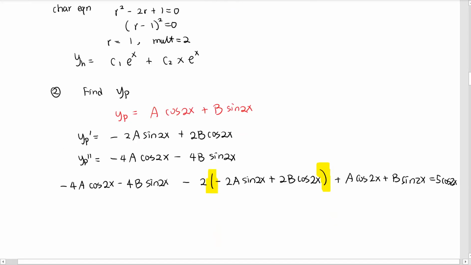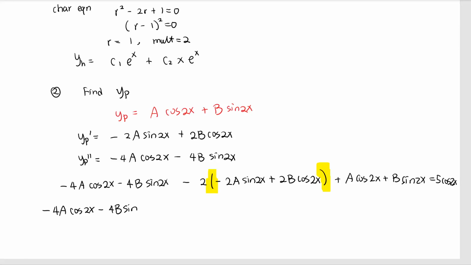Alright, so let's get rid of the parentheses. Let's distribute it. So this is negative 4a cosine 2x minus 4b sine 2x. 2 times 2, 4. Negative, negative, positive, 4a sine 2x. Negative times positive, so negative, 4b cosine 2x. Plus a cosine 2x plus b sine 2x equals 5 cosine 2x.